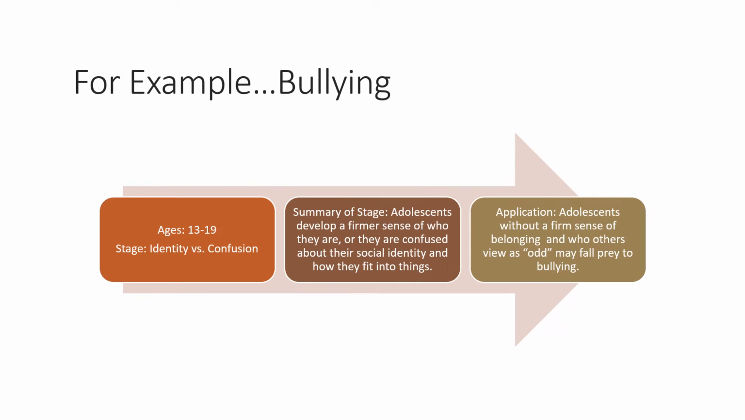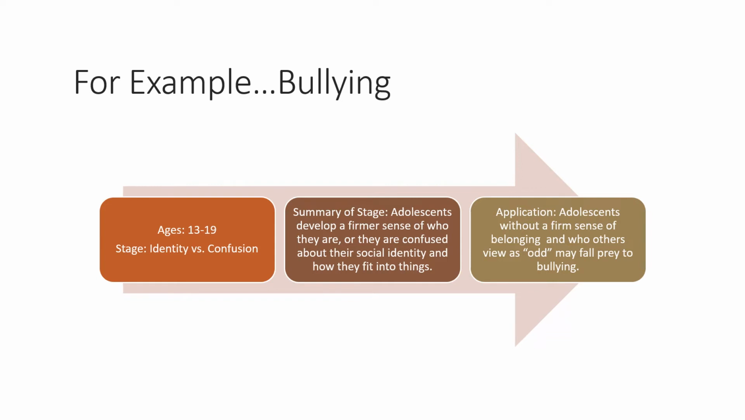Let's take an example and see what we mean. Let's take the issue of bullying. Remember that we said that at ages 13 to 19, most adolescents are in a stage called identity versus confusion. This is when adolescents develop a firmer sense of who they are, or they are confused about their social identity and how they fit into things. Adolescents without a firm sense of belonging, and who others may view as odd, may fall prey to bullying. So do you see how the application is aligned with the summary of the stage?